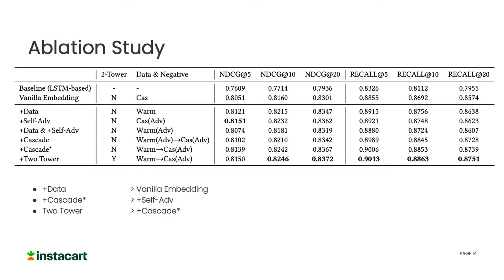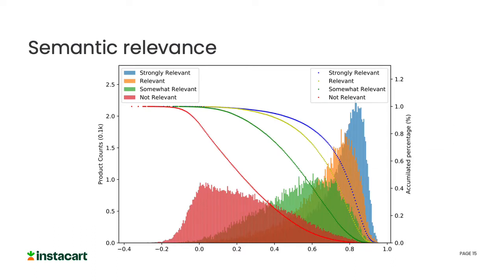We also show the ablation study results. We find that up to a certain point, adding more data is beneficial. We find that cascade training gives additional gain, especially for recall at K, and two-tower model gives better performance than Siamese network. We also plot the model predicted similarity score distribution on our human evaluation dataset in the figure.